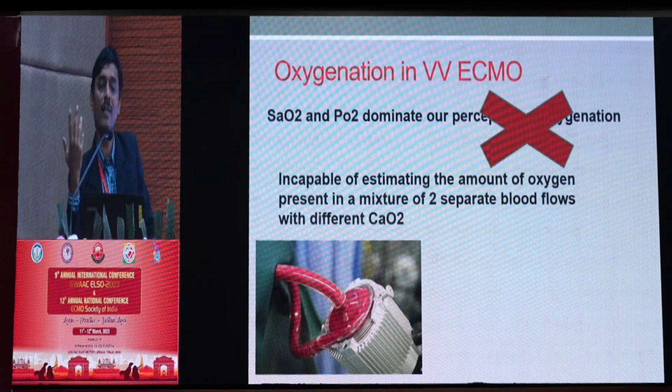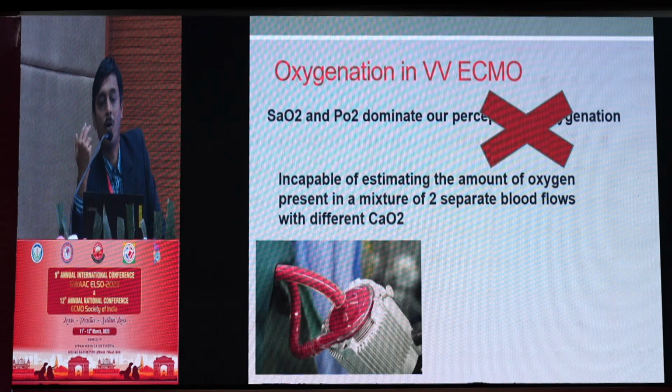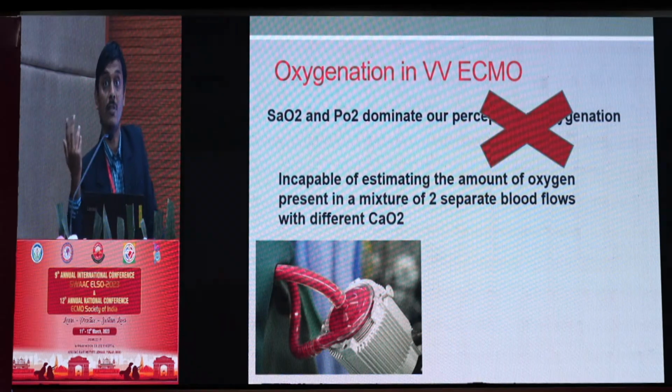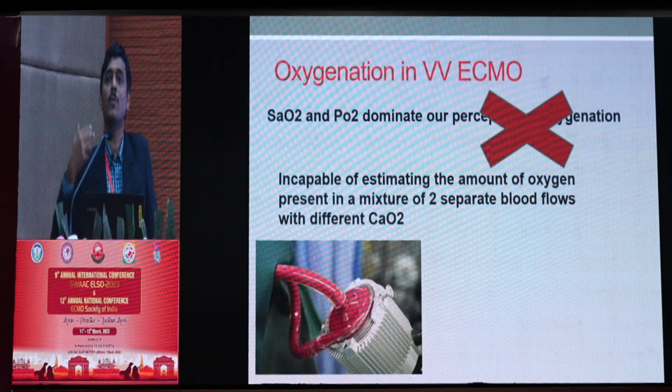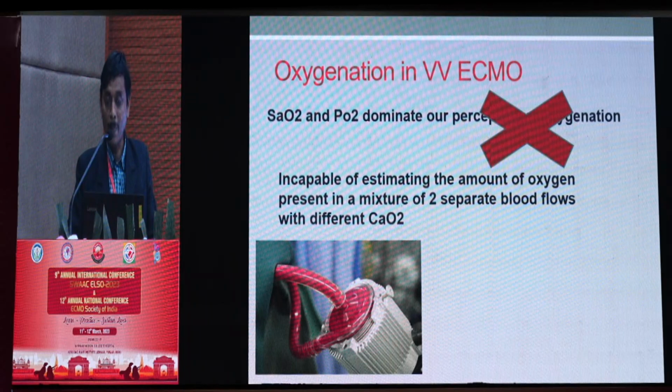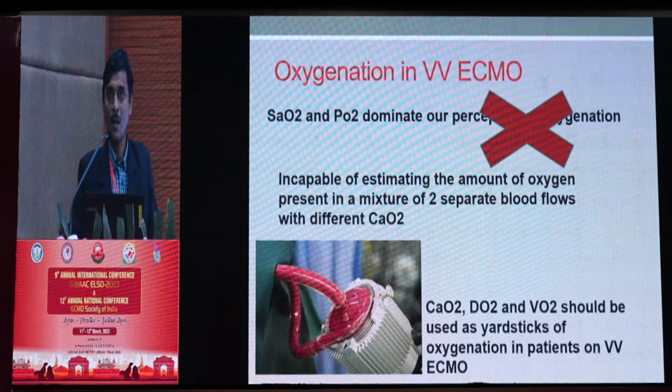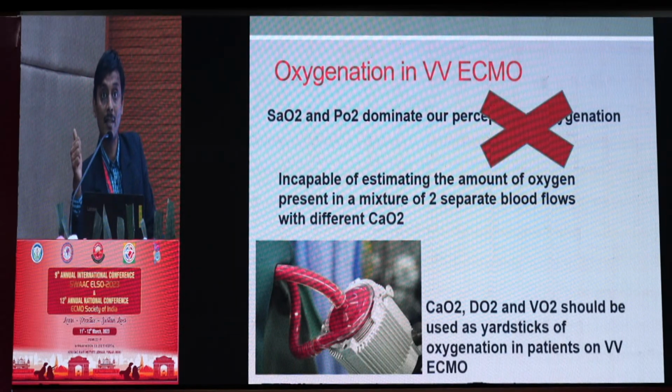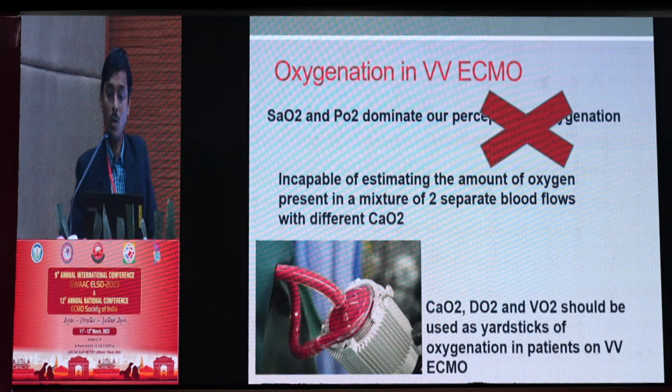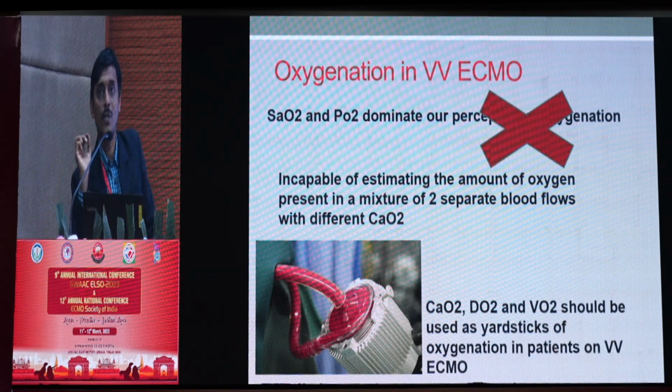Then how do you interpret hypoxemia, or when do you say these patients are hypoxemic? Are there any yardsticks to measure this? That's where you need to be clear with your concepts. So for a patient who is on VV ECMO, the oxygen content in your arterial blood, the oxygen delivery to the tissues, the oxygen uptake by the tissues, these should be used as yardsticks of oxygenation. And that's more complex because these have complex equations which you need to think of.